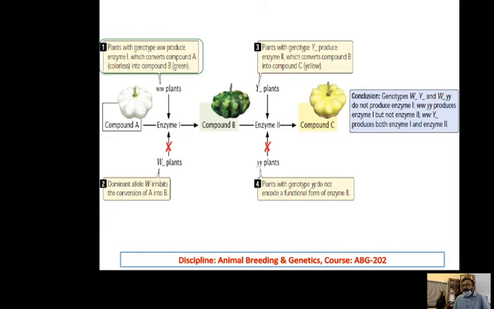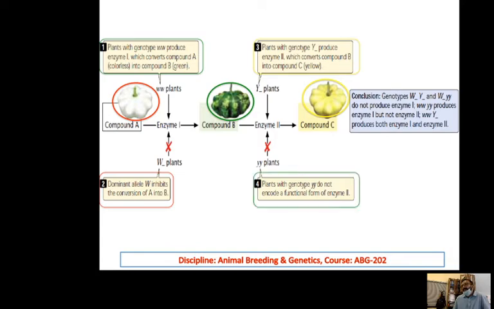And in this second stage, if the second allele is dominant, then enzyme 2 is there, which will convert B into C, and C becomes yellow. Right? So if it is recessive, then what would happen? It will not express, and the plant will remain green. It won't be converted.